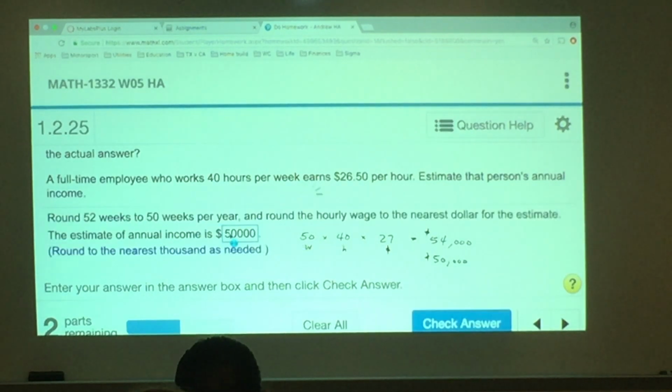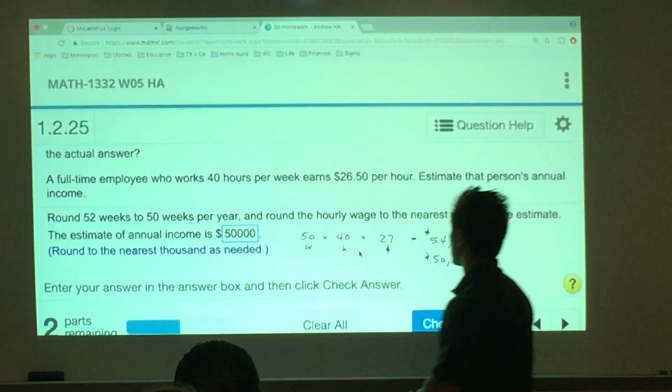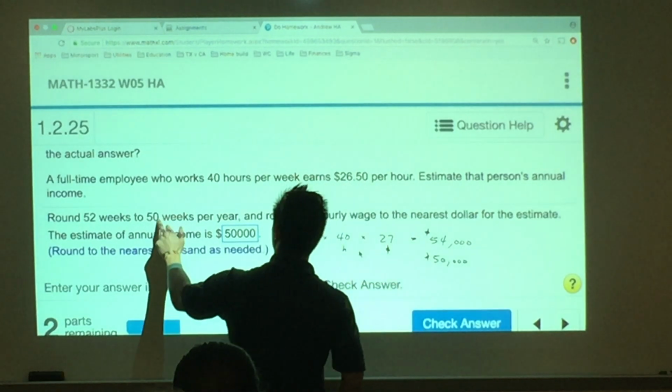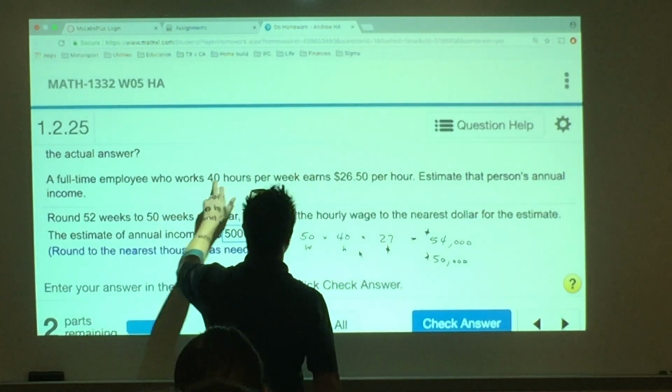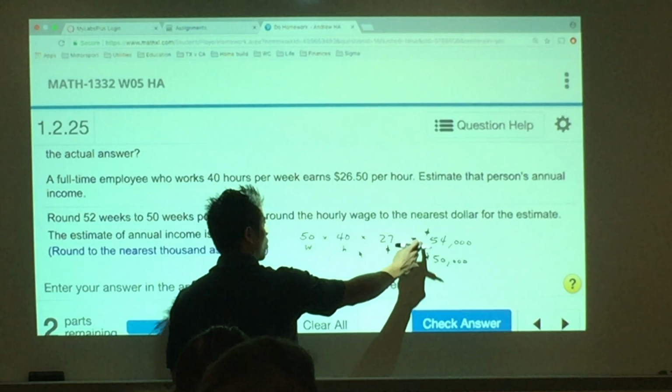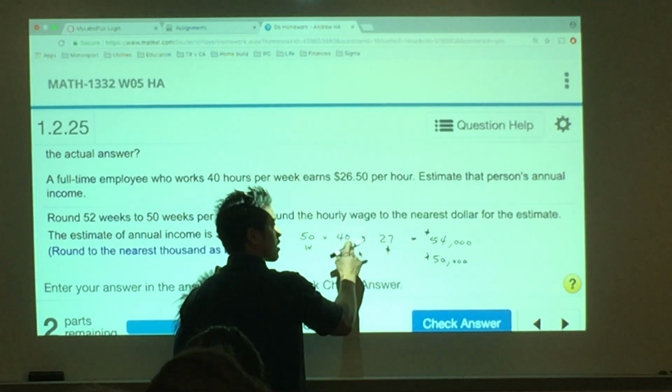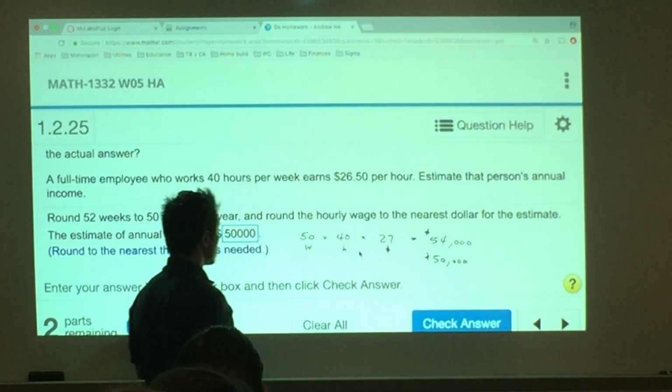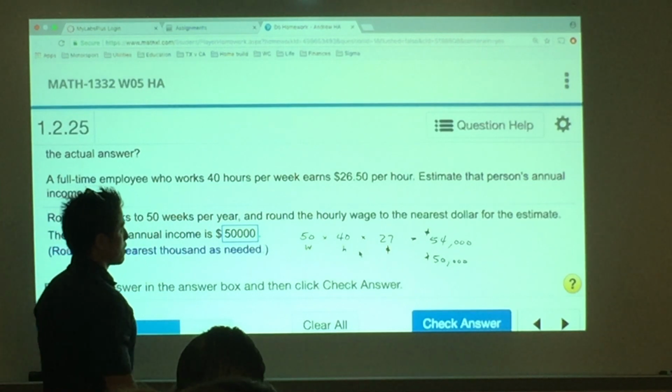50,000. Didn't like that. Round the hourly wage to the nearest dollar. Well, it looks like you did it right. So, probably didn't like your rounding of the weeks. Well, it said to round to the nearest to 50 weeks, 40 hours, 27. Is this exactly what we got? Is that 50 times 40 times 27? Yes. Round to the nearest 1,000 as needed.